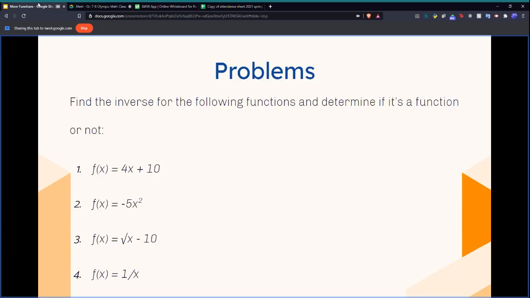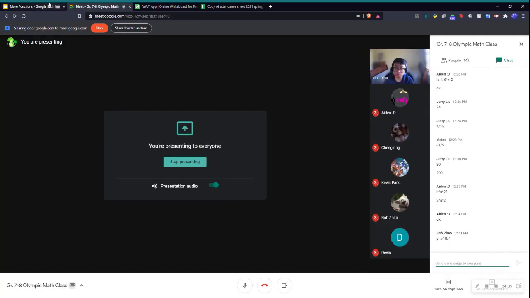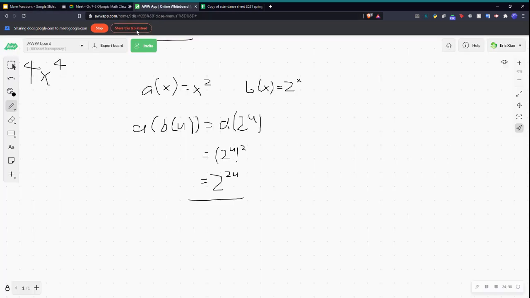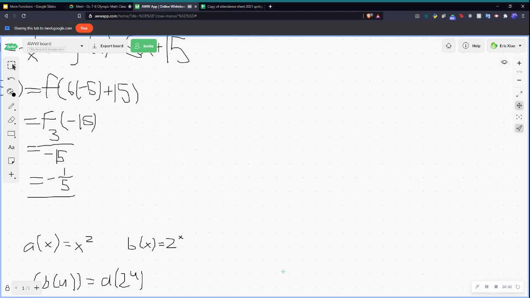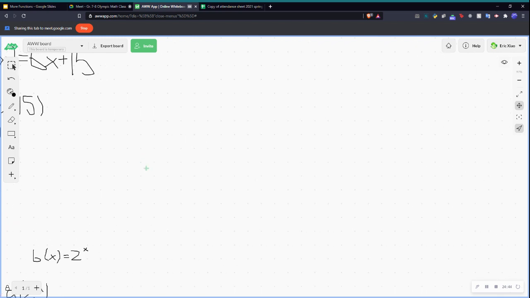Y is equal to x minus 10 over 4. Yeah, Bob, that looks about right. Let's see. Let's use this space here. All right. So the function was, you have f at x. This is equal to 4x plus 10.